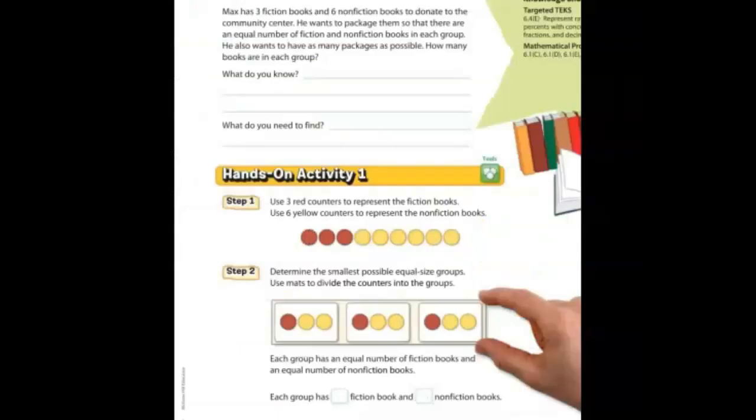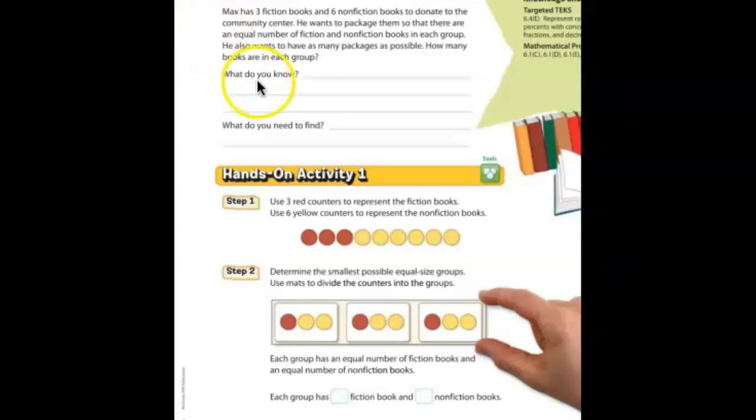Okay, so now you should be on page 269 in your book, and this is a hands-on activity to describe a comparison of 2 different things, which we now know is called a ratio. So let's read this word problem together. Max has 3 fiction books and 6 nonfiction books to donate to the community center. He wants to package them so that there are an equal number of fiction books and nonfiction books in each group. He also wants to have as many packages as possible. How many books are going to be in each group?